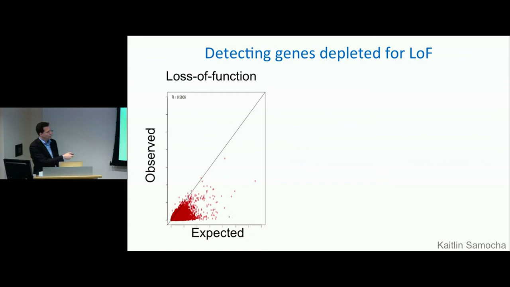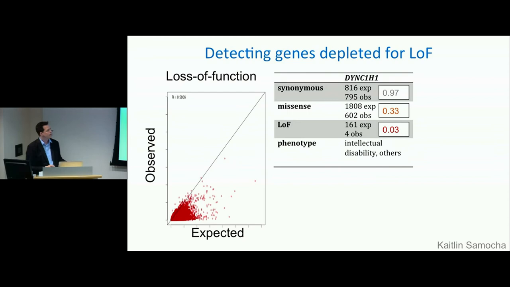What's cool, though, is once you have 60,000 people or 138,000 people, you can start to calculate exactly how far below the line each gene falls, and that gives you a measure of exactly how deleterious loss-of-function variants are within that gene. And so just to give you an example here, this is a gene where we know exactly what happens when you break it. This gene, DYNC1H1, we know that de novo heterozygous loss-of-function and missense variants are associated with a range of pretty profound neurodevelopmental disorders, intellectual disability, some seizure disorders, and others.